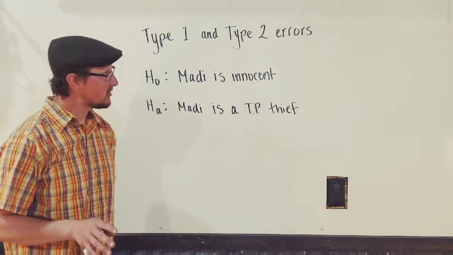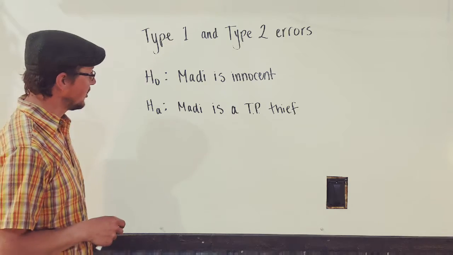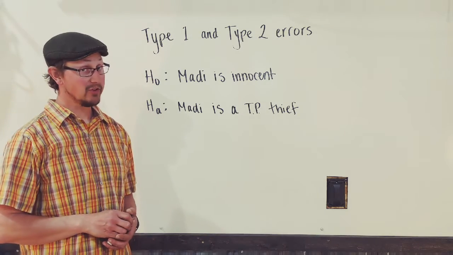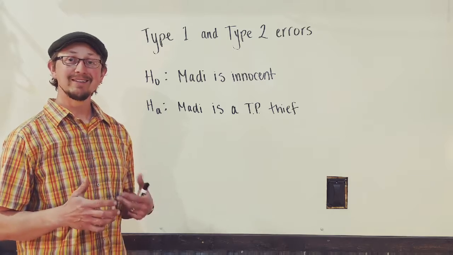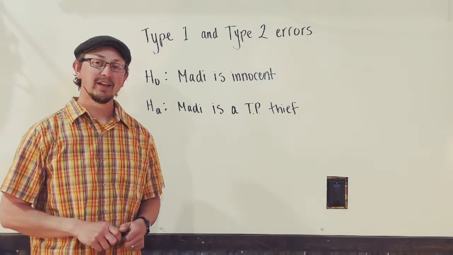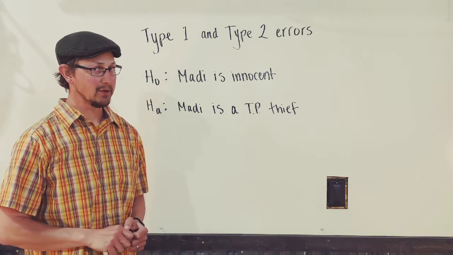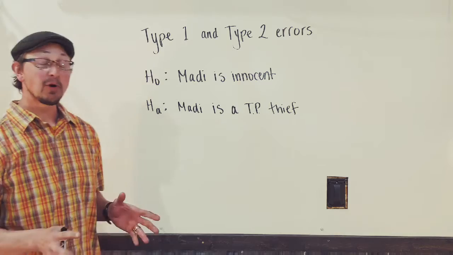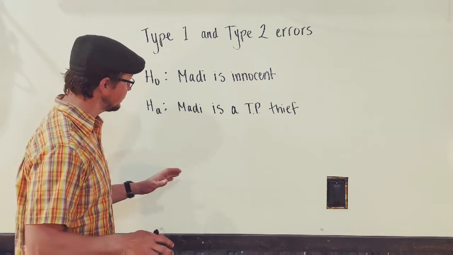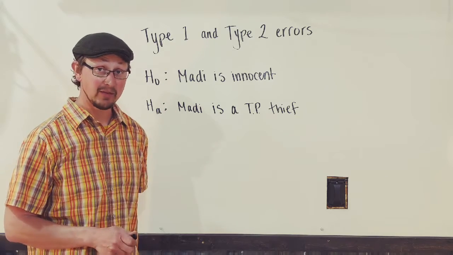Now, we're going to frame this up in type 1 and type 2 errors, when hypothesis testing goes wrong. The null hypothesis of the United States judicial system is that a person is innocent before they're proven guilty. So our null hypothesis here is that Maddie is innocent of the crime of stealing toilet paper. Now, it's the prosecution's job to prove beyond a reasonable doubt that she is not innocent, that she is indeed a TP thief.